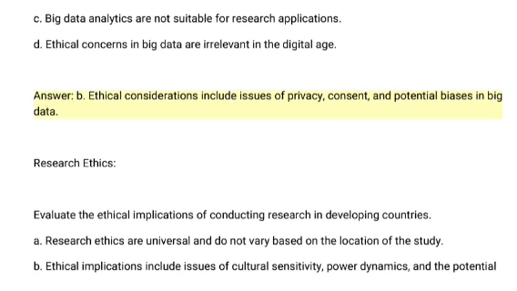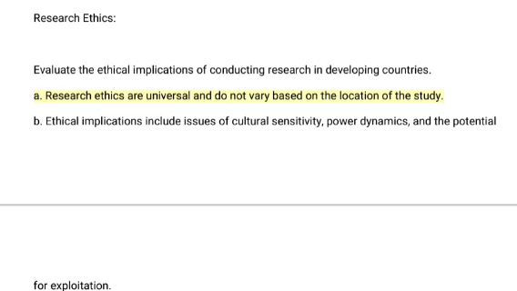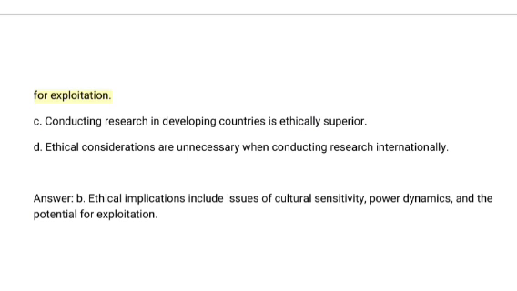Research ethics. Evaluate the ethical implications of conducting research in developing countries. A. Research ethics are universal and do not vary based on the location of the study. B. Ethical implications include issues of cultural sensitivity, power dynamics, and the potential for exploitation. C. Conducting research in developing countries is ethically superior. D. Ethical considerations are unnecessary when conducting research internationally. Answer. B. Ethical implications include issues of cultural sensitivity, power dynamics, and the potential for exploitation.